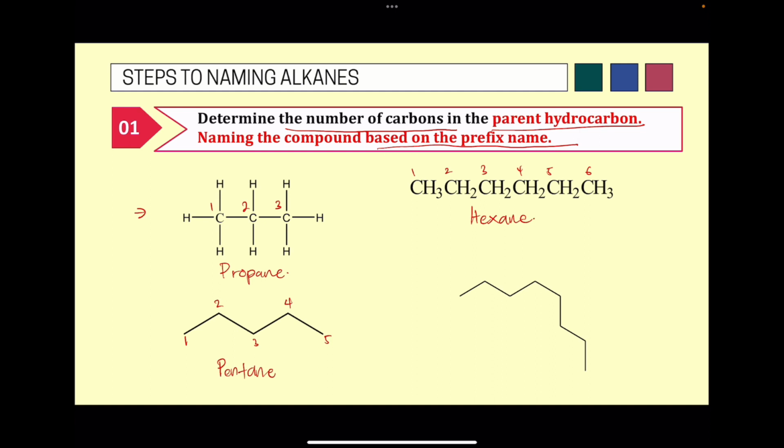And then how about this compound? How many carbon? So even though dia punya structure tidak lurus, tapi kita anggap dia sebagai linear structure. So it becomes the parent hydrocarbon. So we count the carbon as usual. 1, 2, 3, 4, 5, 6, 7 and 8. For 8 carbon, nama dia adalah octane.